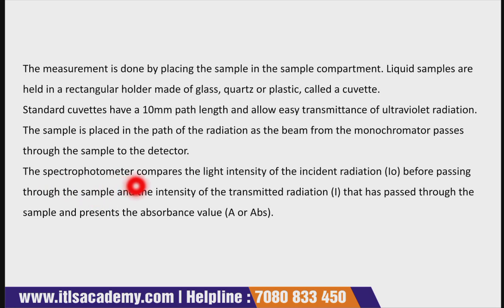Now this spectrophotometer compares the intensity of the incident radiation I0 before passing through the sample with the intensity of the transmitted radiation, which we already discussed in our previous slide, where we talked about how this phenomenon takes place. It then presents the absorbance value, which is given by A equals log10 I0 upon I, that is equal to ECb, where E is the molar absorption coefficient, b is the length or thickness, and C is the concentration of solute.